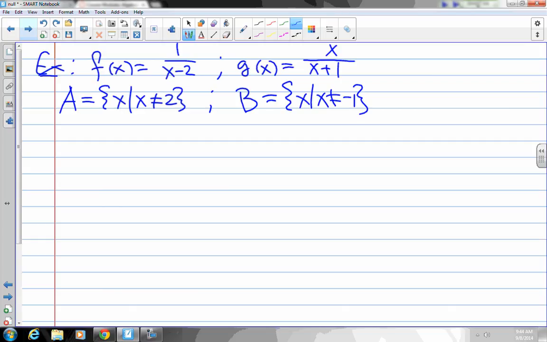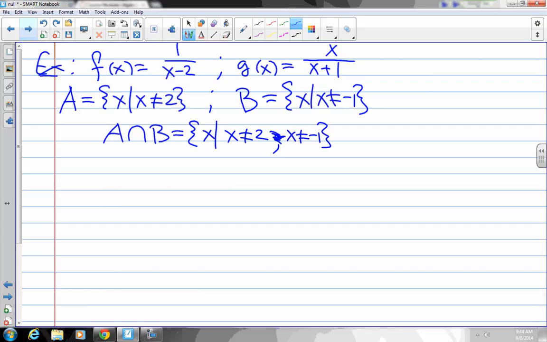So then the domains for additions and subtractions will have to be the intersection of a and b. So that means we cannot have 2, we cannot have -1. We have to exclude those 2 numbers. So the intersection will be all real numbers except for 2, -1. Let's just separate them with a comma. That's fine. So x cannot equal 2, x cannot equal -1. That's the intersection.